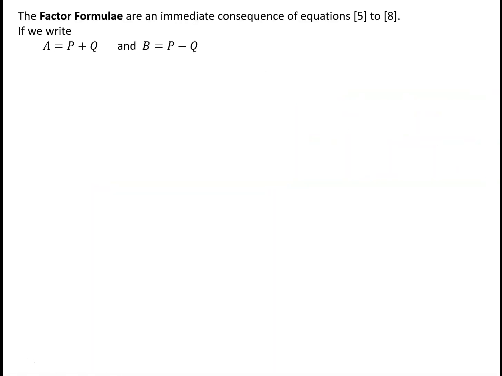Now, the factor formulae are an immediate consequence of equations 5 to 8. We shall see this in a minute. So we're going to write a as being p plus q and b instead of p minus q. Now if I've got a equals p plus q and b equals p minus q, now I've got a plus b is 2p, so p is a plus b over 2, and similarly a minus b is 2q, so q is a minus b over 2.